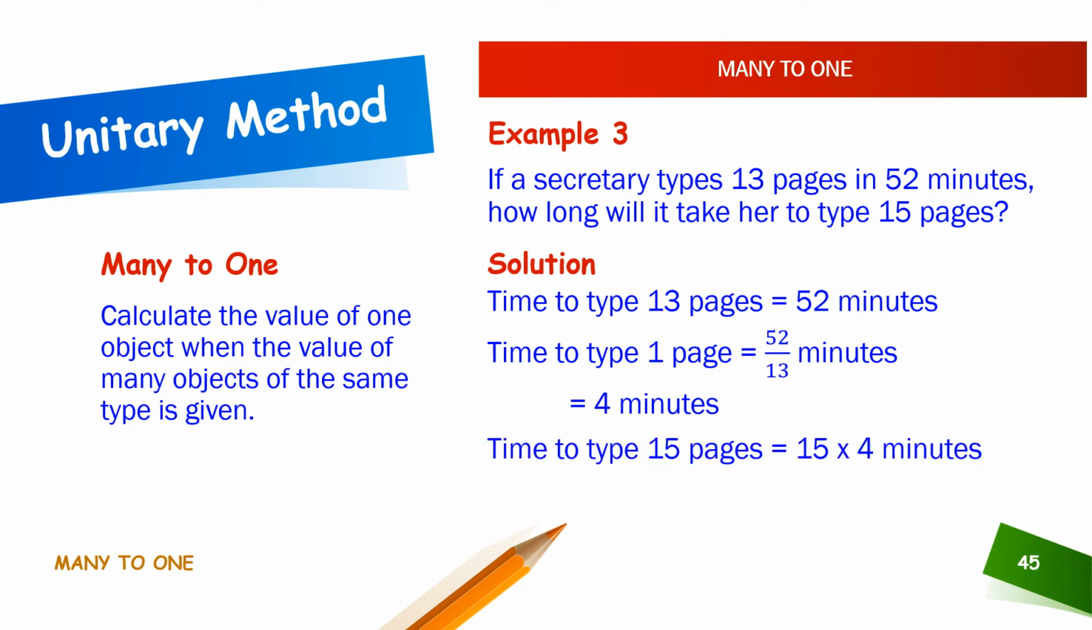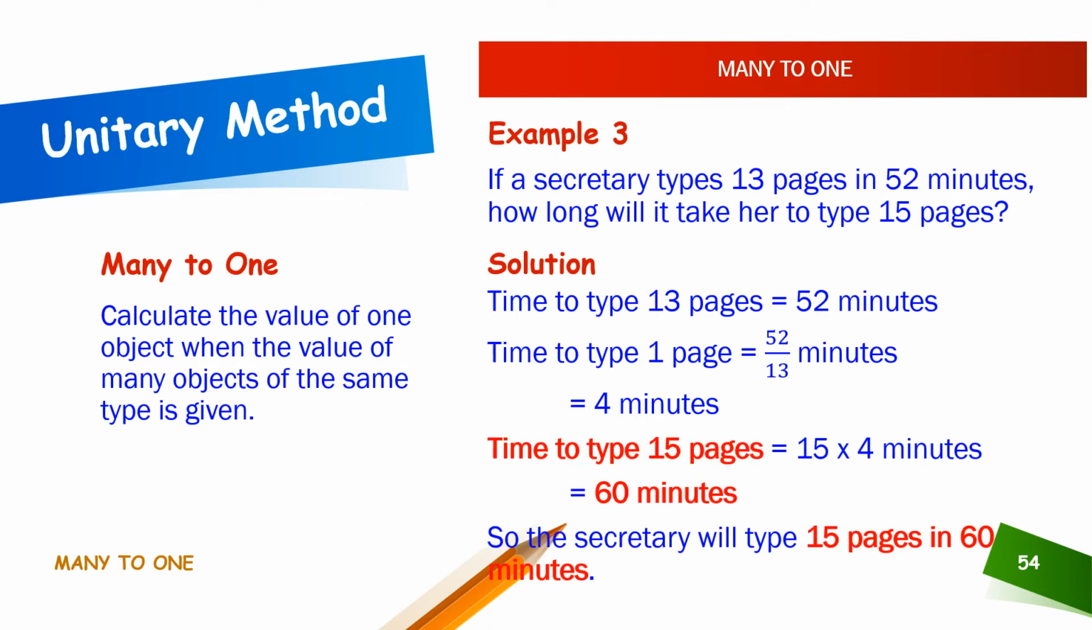If we want to find the time taken to type 15 pages, we simply multiply by 15, since we have the time taken to type one page, which is of course 4 minutes. And 15 times 4 minutes is 60 minutes. So the secretary will type 15 pages in 60 minutes.